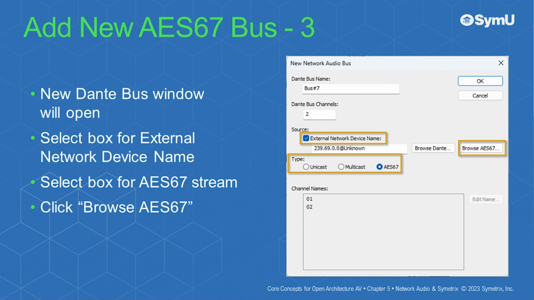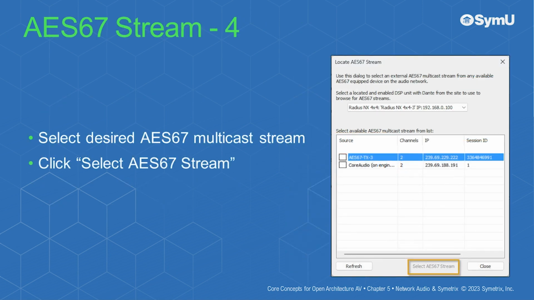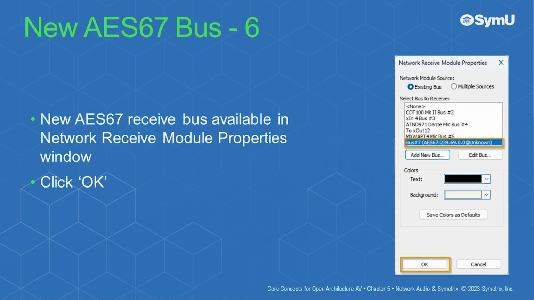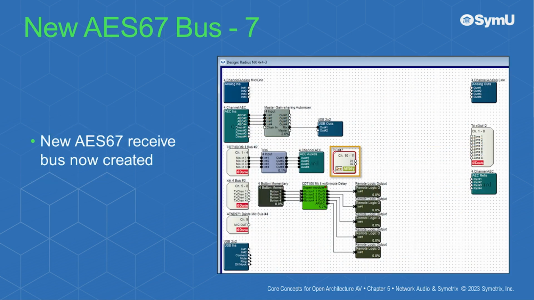Select the box for external network device name. Select the box for an AES67 stream, then click the Browse AES67 button. Select the desired AES67 multicast stream from the list. Click the Select AES67 Stream button. The new bus window is now updated with the AES67 stream information showing device network name and channel names. The new AES67 receive bus is available in the Network Receive Module Properties window. Click OK. The new AES67 receive bus has now been created.